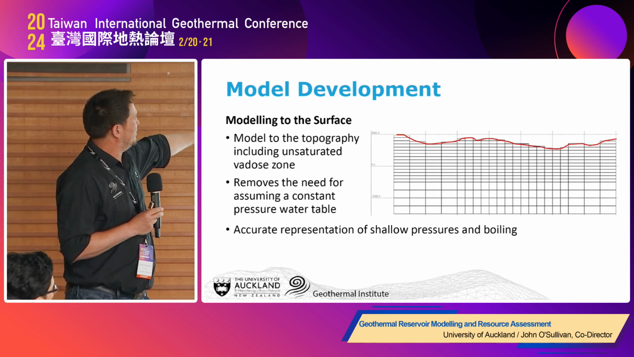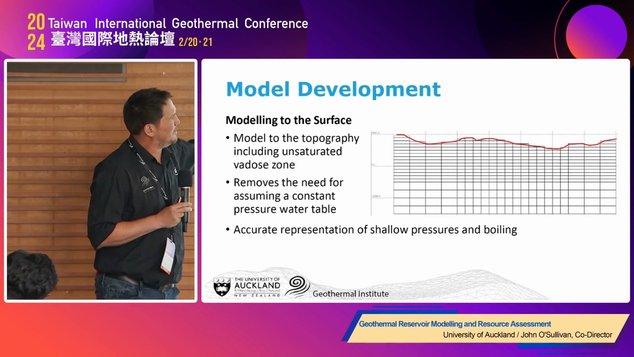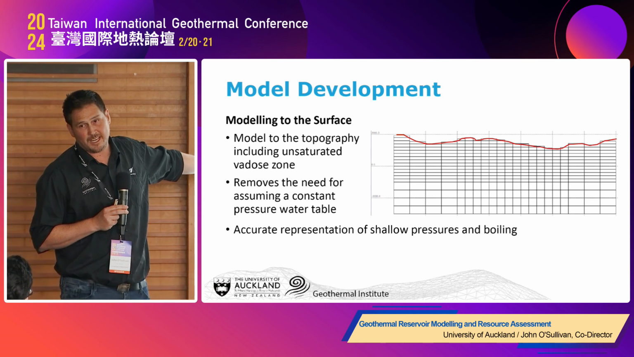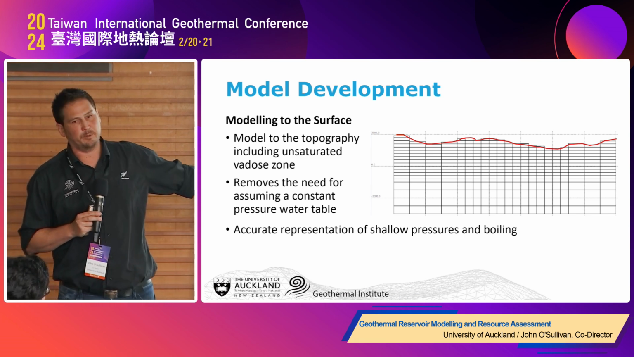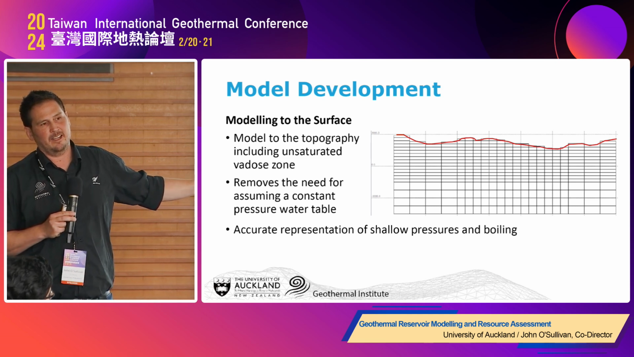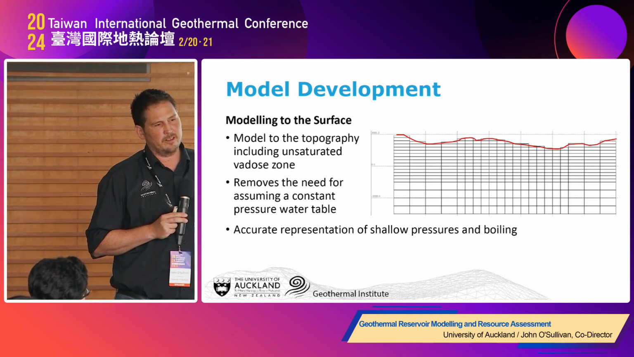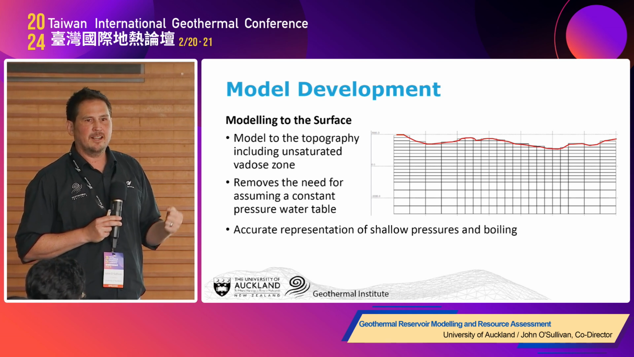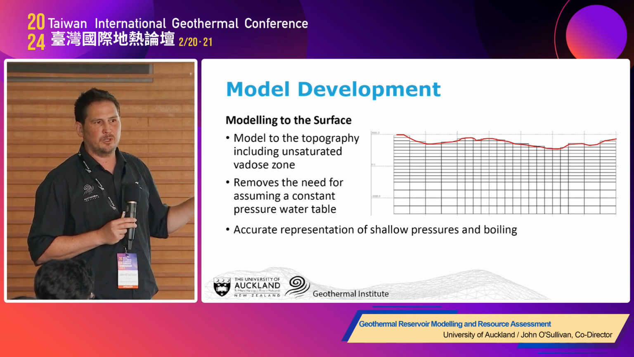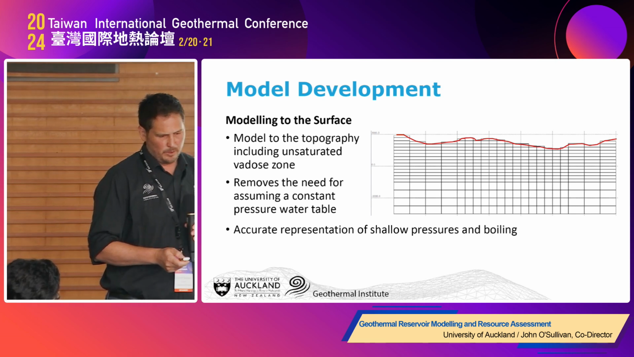We always model to the surface because this removes the need to make assumptions about some constant pressure water table, and it means that you get an accurate representation of the shallow pressures and boiling. And I know that in a lot of countries, the natural geothermal resources, the hot pools, are important, so if you want to understand them and make sure you're protecting them, you need to be modelling to the surface. So we always model to the surface.